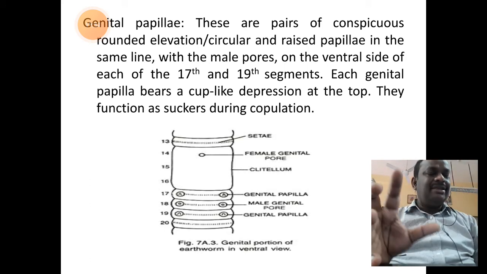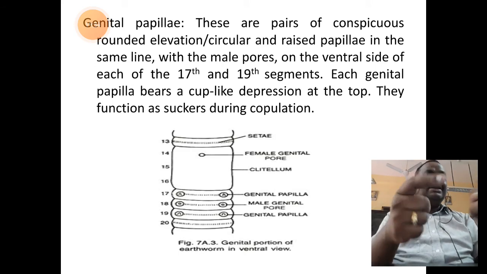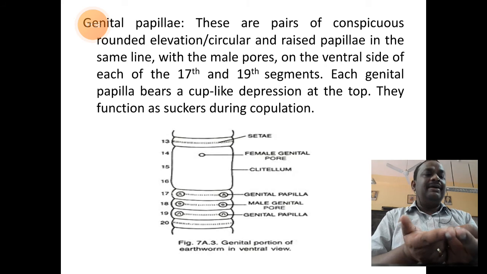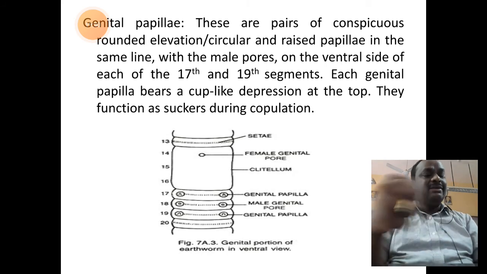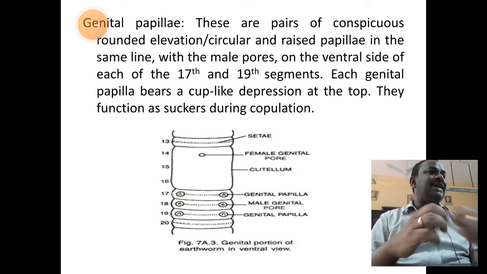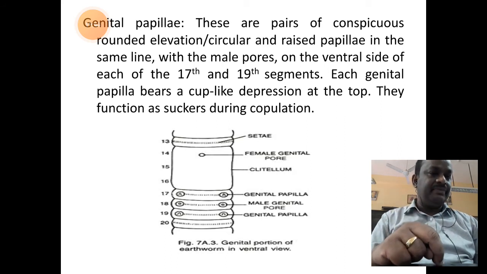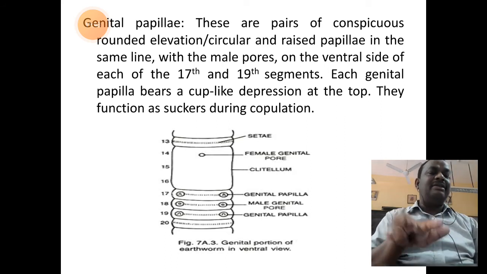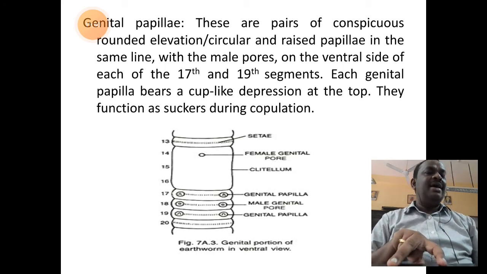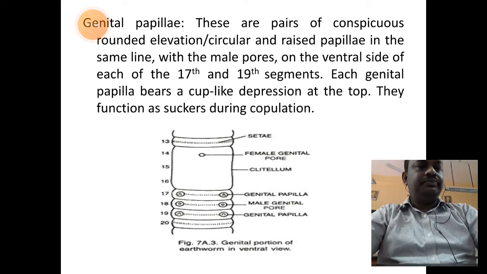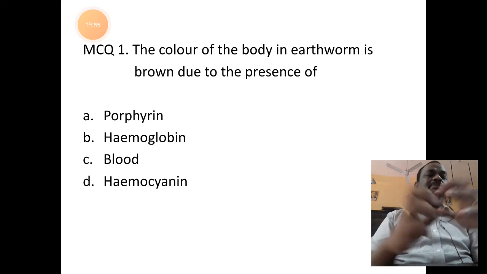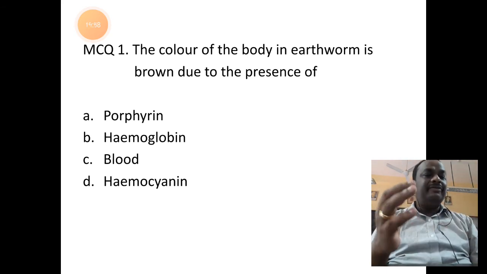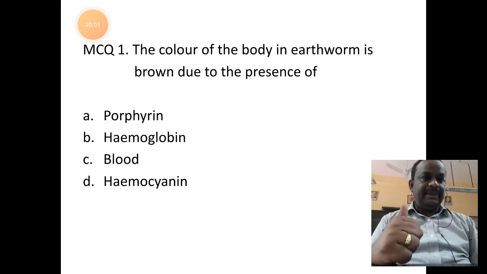To facilitate this process, the organism that introduces sperms into the body of another will hold the other organism tightly with the help of these genital papillae of two pairs. Where is the location? One pair is in the 17th segment, the other pair in the 19th segment at a ventrolateral position. So that's about the importance of morphology or external features of Pheretima.